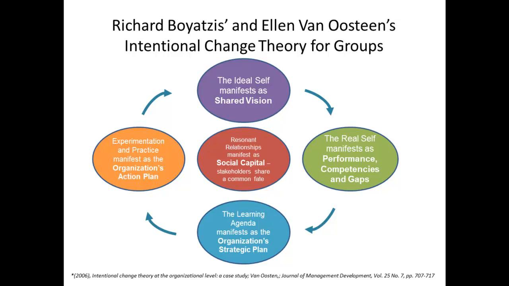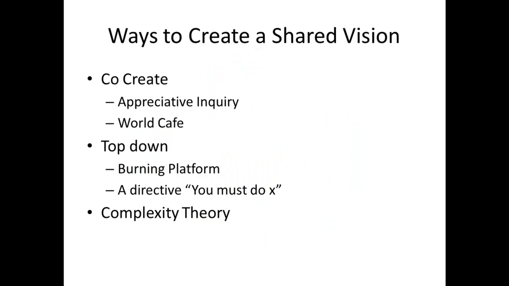So today, what I want to talk to you guys about is how do you create that shared vision. There are three that I know of, three basic categories that creating a shared vision falls into. One is co-creation, or co-creating strategy or vision together. There's a top-down perspective and a complexity theory perspective.